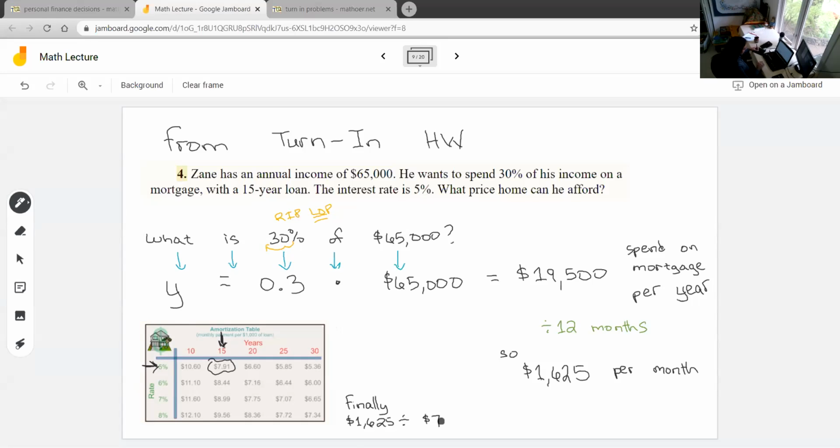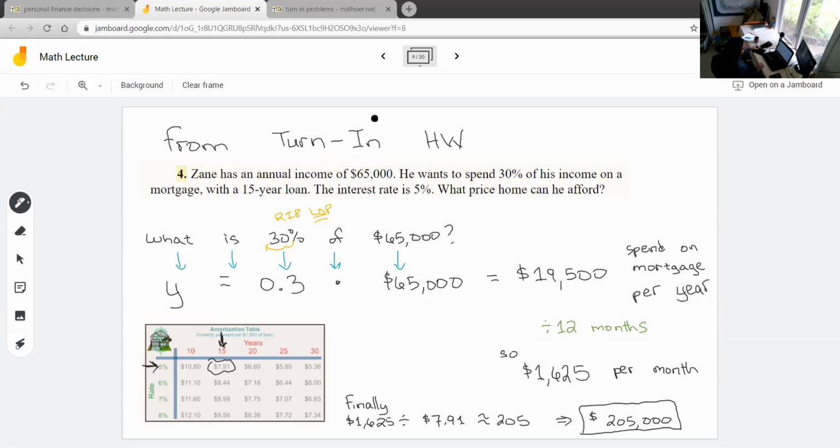Do our divided by. This is him showing up at the bank with the suitcase full of money thing. And we get about 205. So that's counting by thousands. His loan size will be about 205,000 before the down payment.